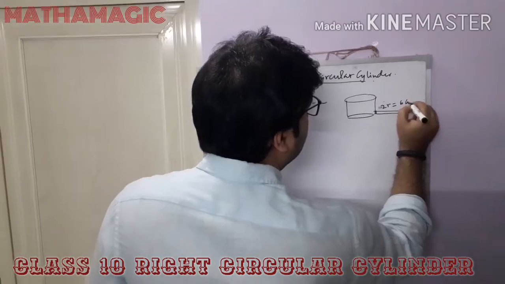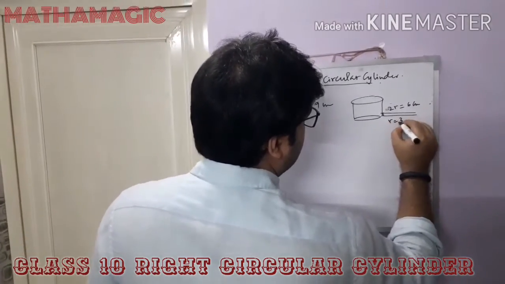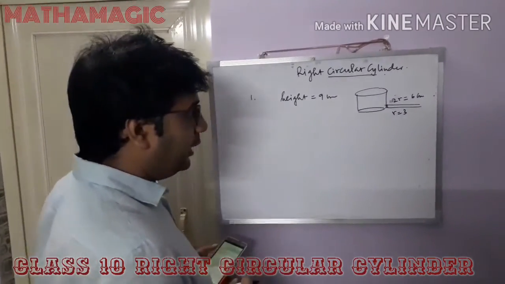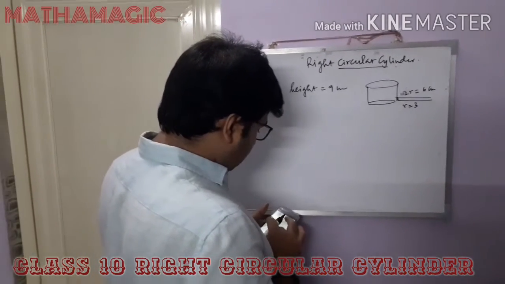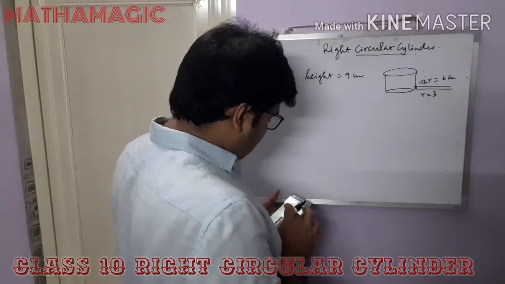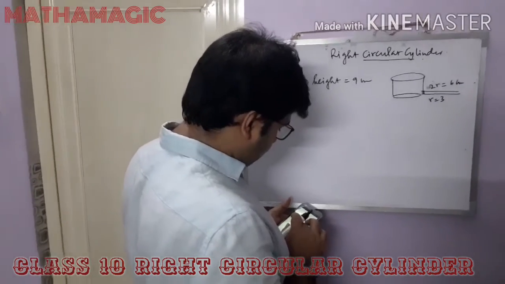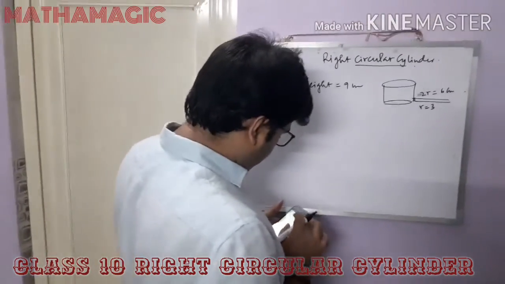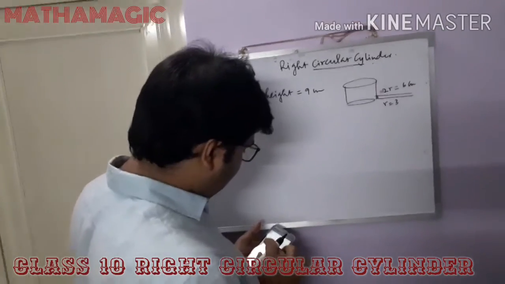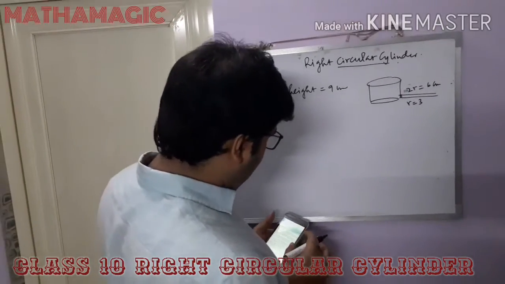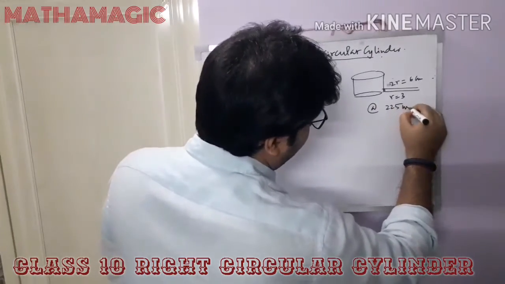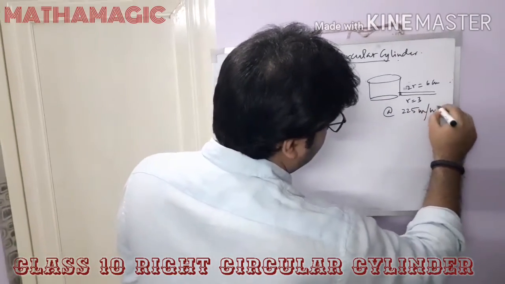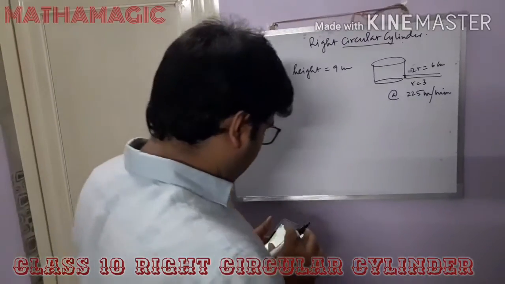The diameter of the pipe, let 2r is equal to 6 centimeter. So r will be equal to 3. So r, or the radius of the pipe, is equal to 3. It is given. Now it is stated that by using this pipe, the water flows outwards at the rate of 225 meter per minute. So that is the flow of water.